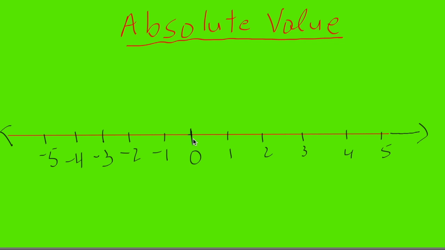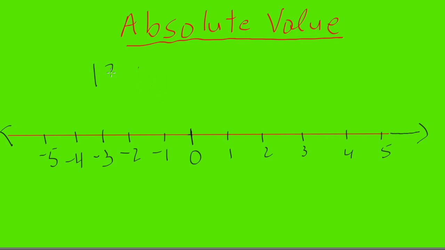Okay? The absolute value sign is represented by two parallel bars or two parallel lines, and usually you have the number in the middle. Let's say x represents any number, so that's the absolute value. If you see a number in between two parallel lines, it means absolute value. In this case we just put x because x can be any number.